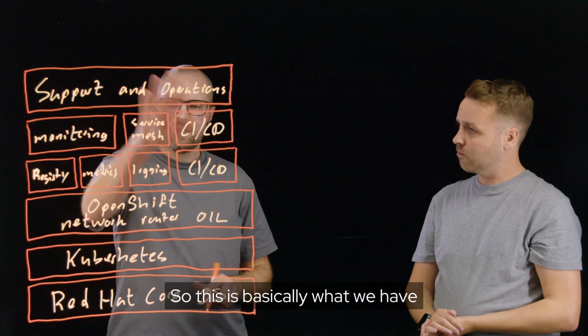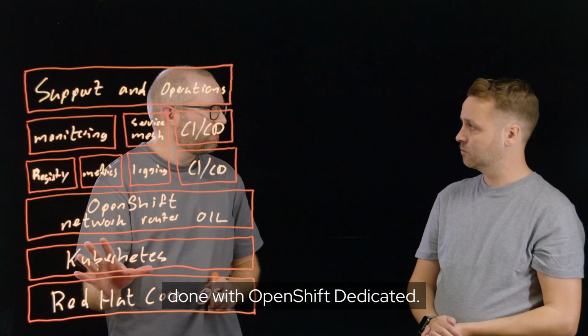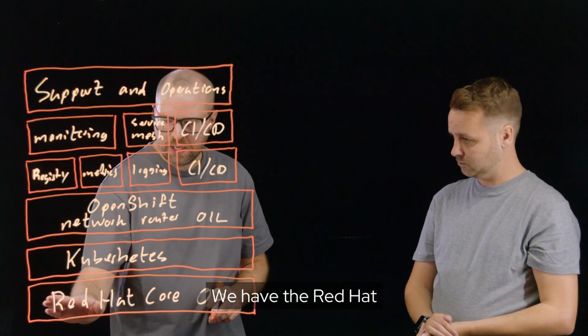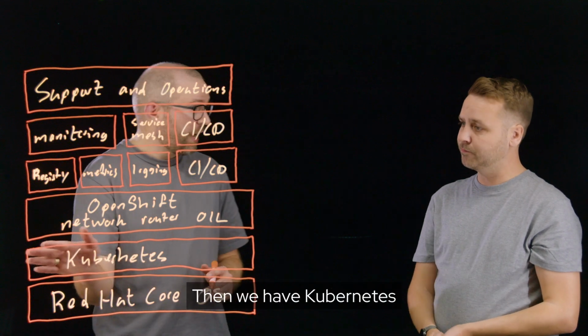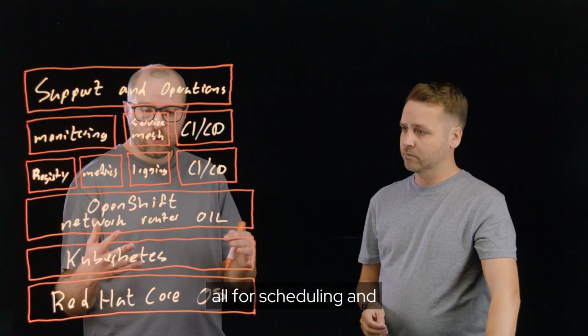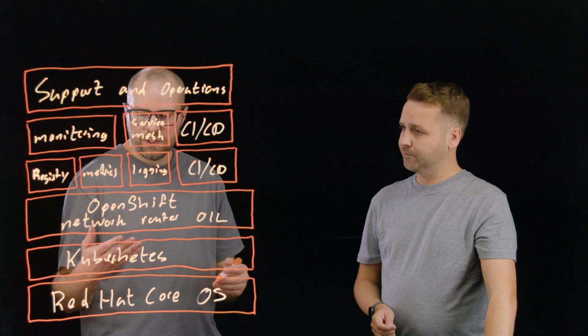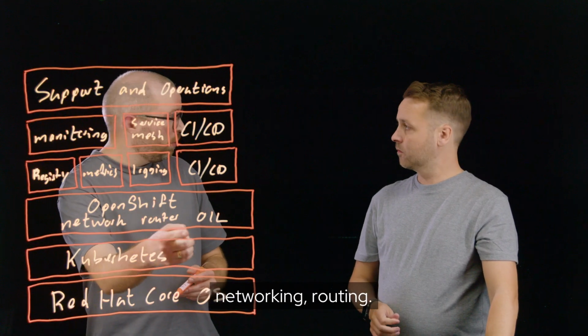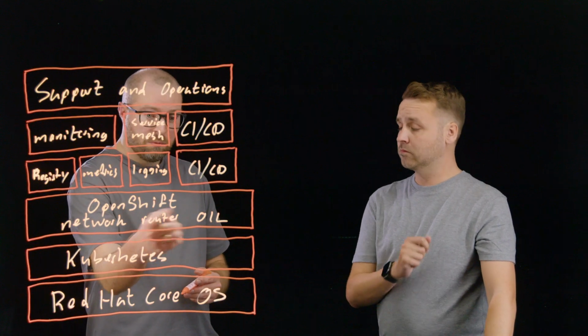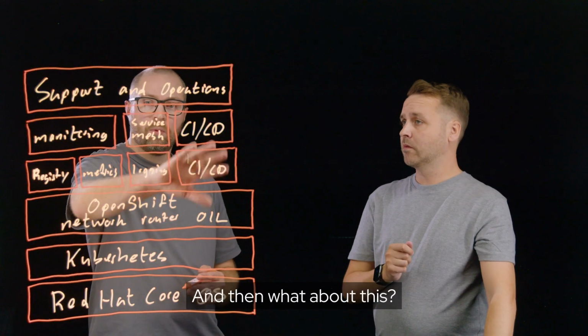Okay, so this is basically what we have then with OpenShift Dedicated. We have the Red Hat Core OS at the bottom. We need an operating system. Yes. Then we have Kubernetes as sort of the core of it all for scheduling and so on that you mentioned. And then OpenShift adds services for networking, routing. Okay. And then what about these?